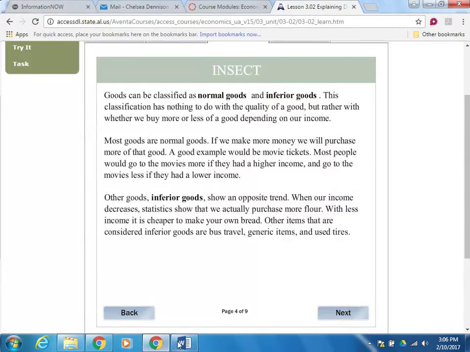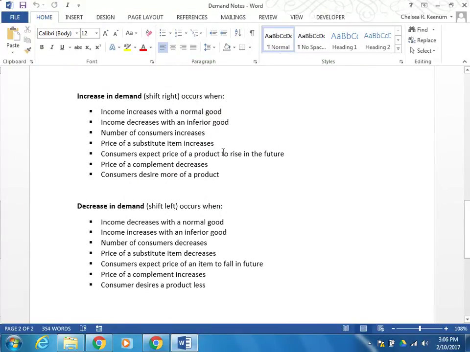No, price of substitute item increases. I'm sorry, I'm getting my complements and substitutes mixed up. Okay, so for example, if the price of Pepsi increases, what's going to happen to the demand for Coke? The demand for Coke is going to increase because people are going to get off their high horses and realize Coke is better, and they're going to start buying it. I'm just kidding.